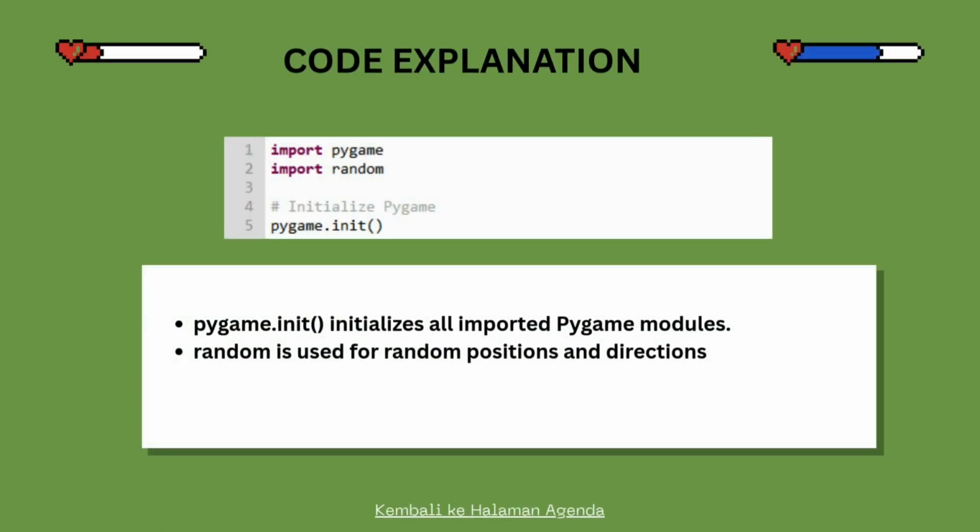So today I'm going to explain part 1 of our Pygame project, which covers the setup, player and game state initialization. We start by importing Pygame and random, then we initialize Pygame so that it is ready to use. This is important because without the code pygame.init, none of the Pygame features will work.